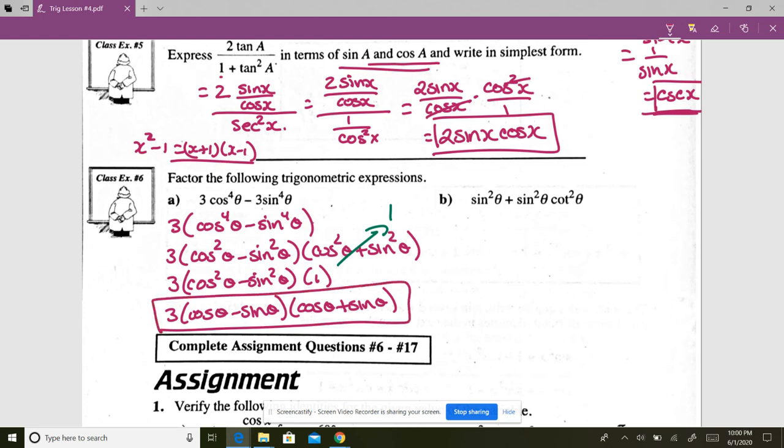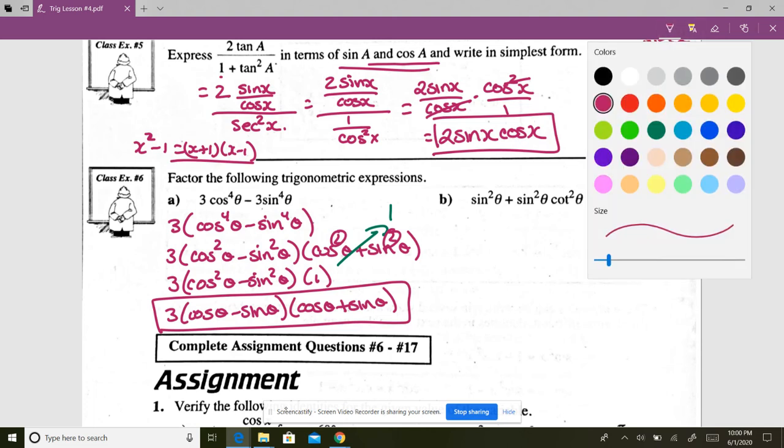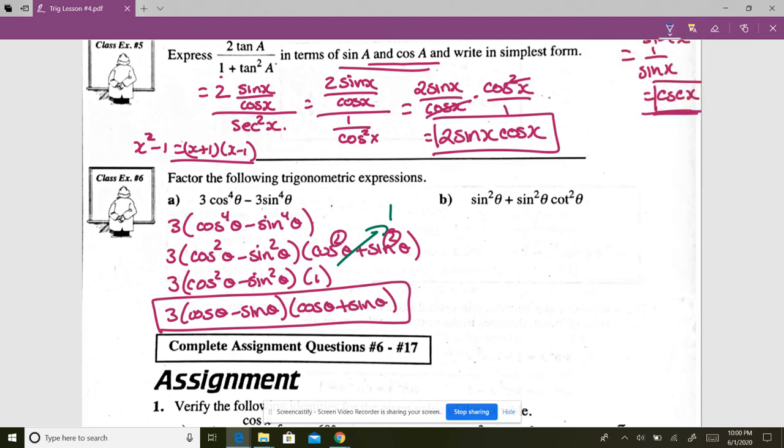And you can't do anything else with that because we don't have any trig functions squared. Cos plus sine is not 1. It's only when they're squared that it equals 1. Okay, so we're done. All right, last one here. Doing blue. Factor. Okay, what am I going to factor?